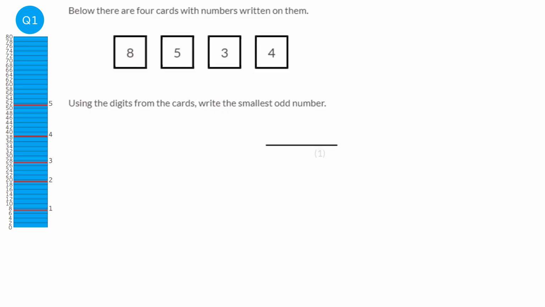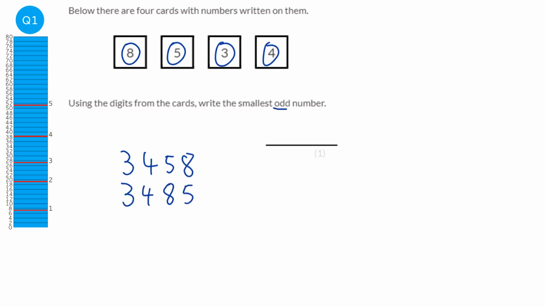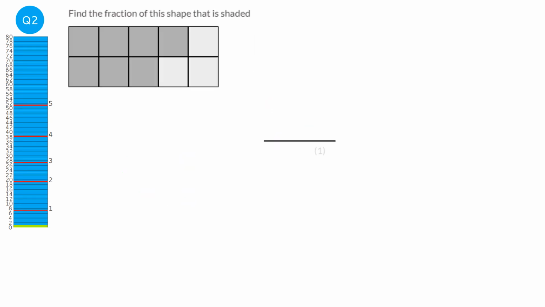Enjoy! For us to create the smallest number, we need to pick the smallest digits at the start of the number. So the smallest digit is 3, then the next smallest digit is 4, next smallest digit is 5, then the next smallest digit is 8. But it wants it to be an odd number, and this is an even number. So we have to move that 8 forward one and have that 5 at the end. So the smallest odd number is 3,485.